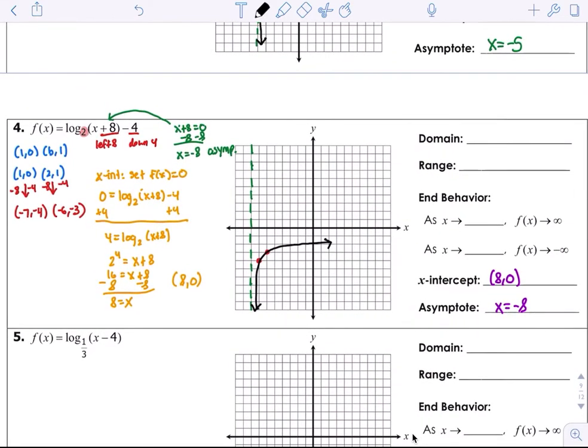Domain: how far left does your graph go? All the way until it hits the asymptote, which is -8. And then how far right? Infinity. How far down does this graph go? Negative infinity. How high? Positive infinity.